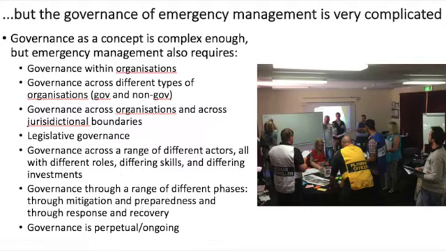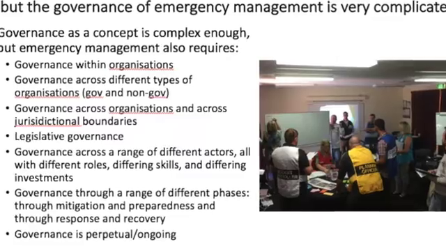It requires governance within organisations, across different types of organisations, government, non-government, and of course public and private organisations. Governance happens across organisations and across jurisdictional boundaries. There are different forms of legislative governance, and that is something that controls what happens in emergency management situations. Governance also happens across a range of different actors, all with different roles, differing levels of skills and training, and differing investments in the different processes of emergency management.